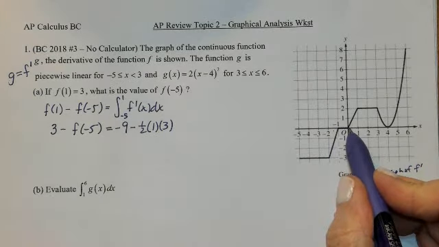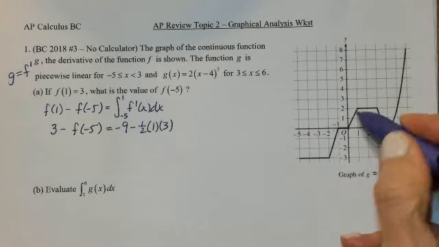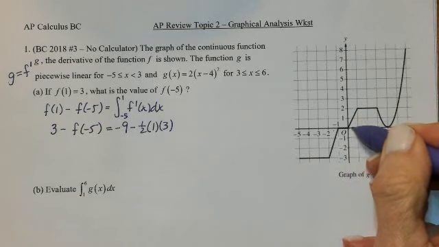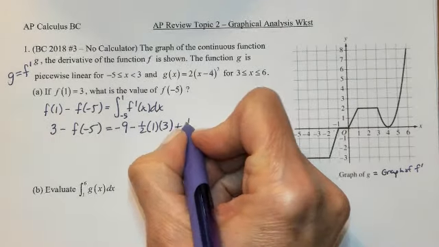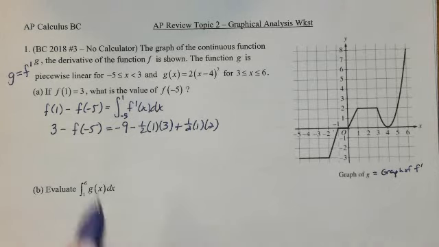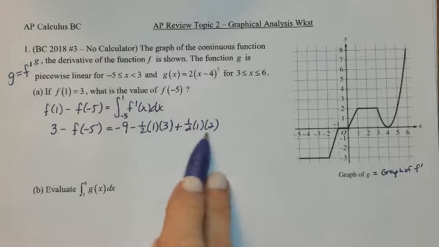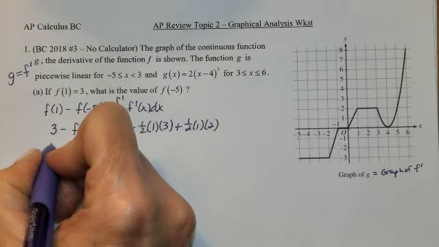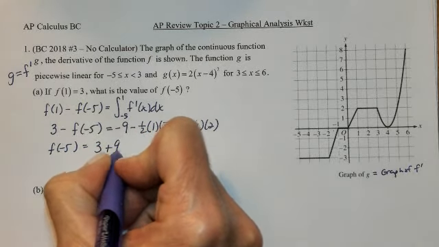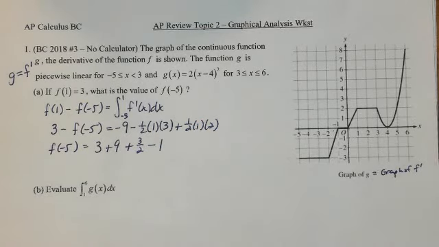From x equals negative 1 to x equals 0, we're right on the x-axis, so there's no area. That's a 0 area there. And on this side, we're up above the x-axis. It's a little triangle, so 1/2 times 1 times 2, and so positive 1/2 times 1 times 2. Okay? And now we have to solve this for f of negative 5. So in my mind, I'm taking f of negative 5 to the right. I'm bringing all this mess to the left. So f of negative 5 will be 3 plus that 9 plus that 3/2, but minus that 1 there. And I'm just going to say stop right there.